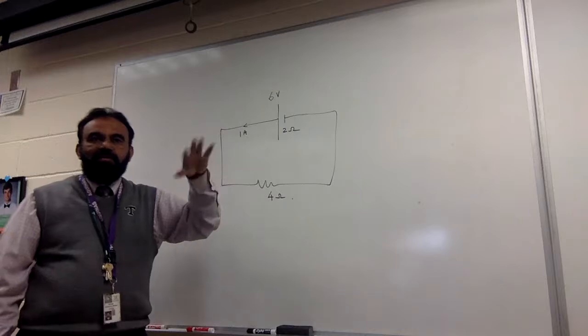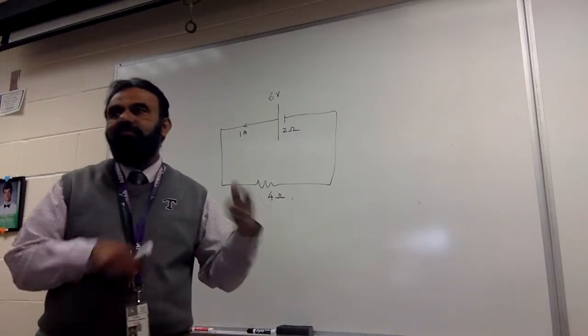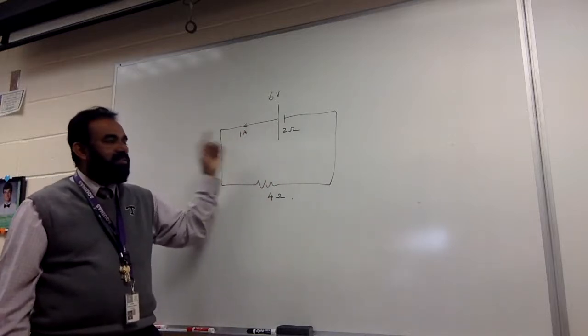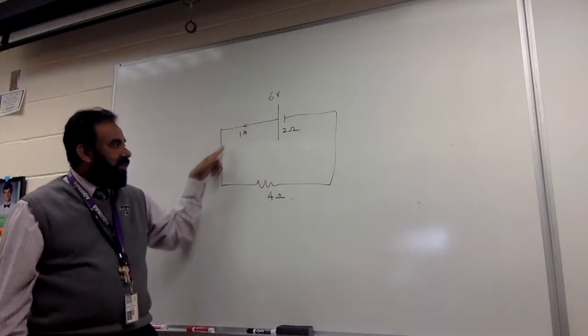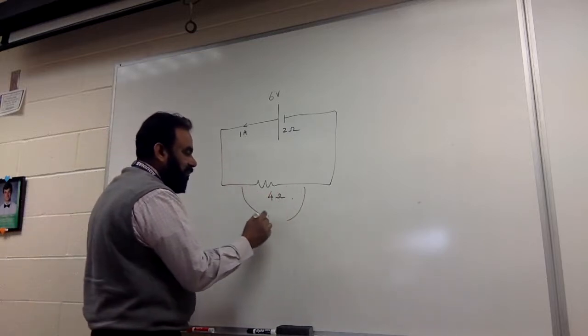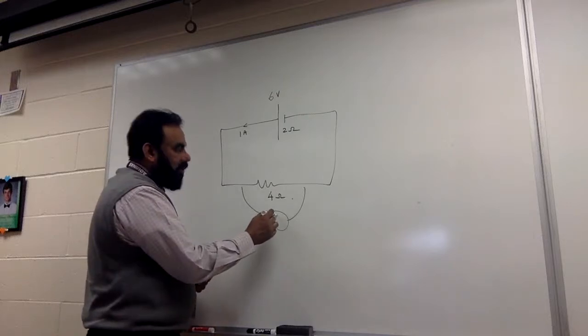So remember, in the previous problems we never bothered about internal resistance. Now we are bringing that in, that's all. So 4 plus 2 is 6, so 6 over 6 is 1 ampere. Now if this 1 ampere current flows across here, how many volts will be registered by this voltmeter? 1 times 4, which is 4 volts.